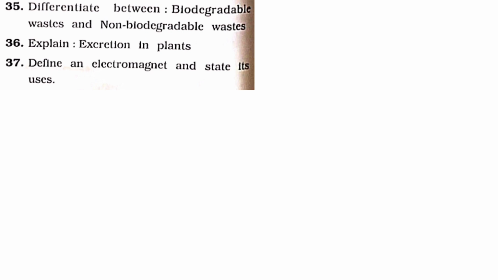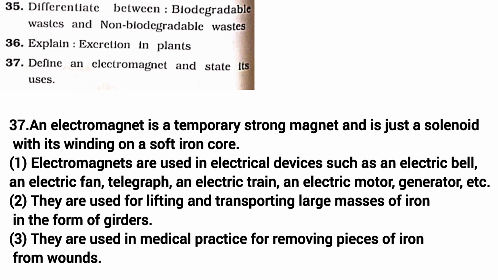Question number 37. Define an electromagnet and state its uses. Answer. An electromagnet is a temporary strong magnet and is just a solenoid with its winding on a soft iron core. Its uses are: number 1. Electromagnets are used in electrical devices such as an electric bell, an electric fan, telegraph, an electric train, an electric motor, generator, etc.